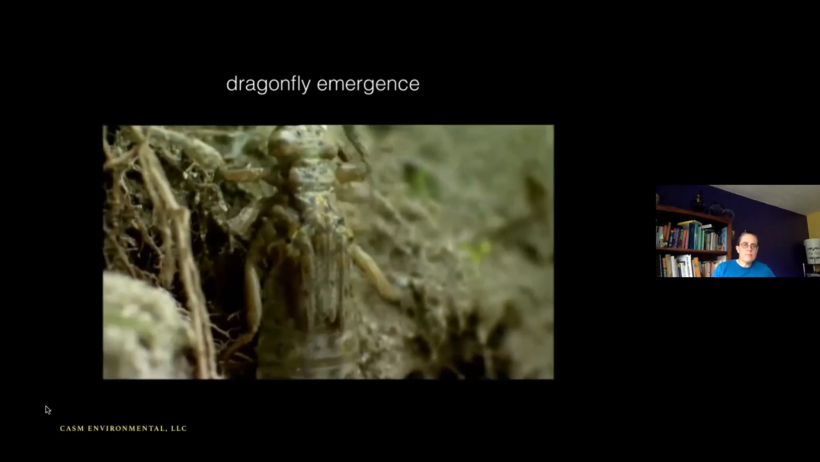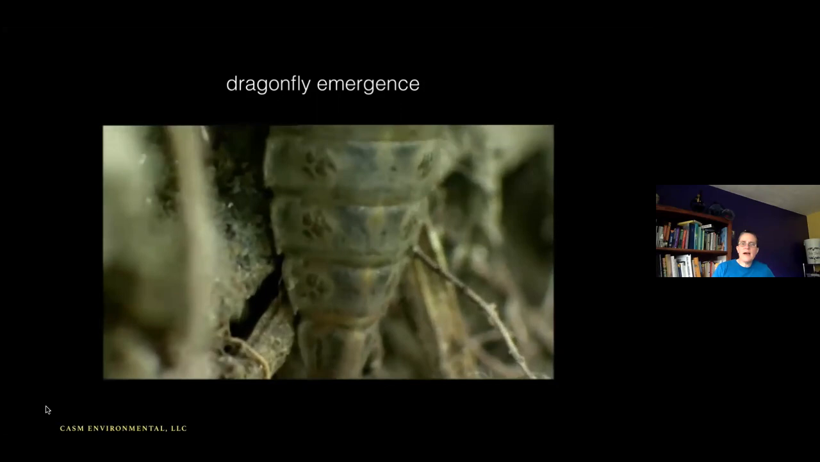You can kind of see the body pattern of that adult's abdomen through the abdomen of the nymph.